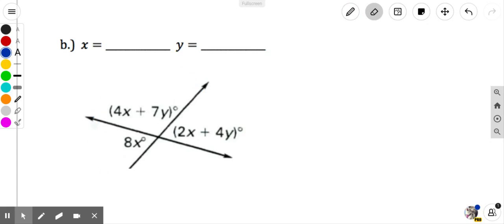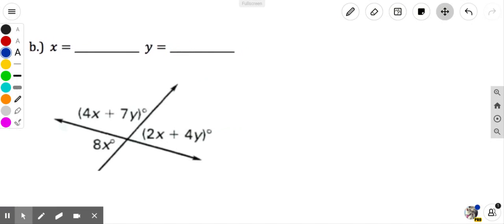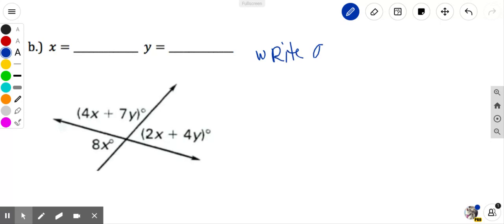So anytime you're trying to write an equation for a picture, and every single equation that you come up with has more than one variable, that's how you know you have to write a system of equations. So let's write that down. Write a system of equations.